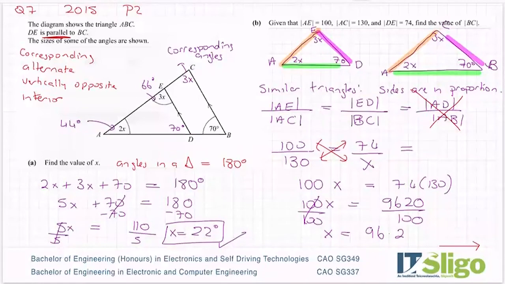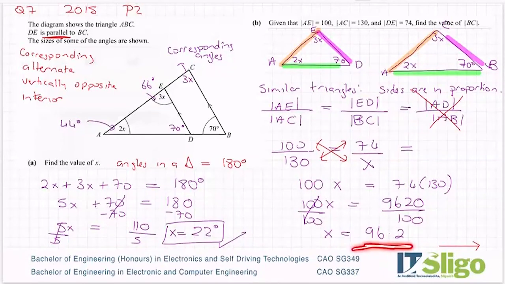So I hope that makes sense. It looks good. The one on the bottom is bigger than the one on the top, so I expect this to be a bigger number. If I look at my ratio, if I multiply 74 by 100 over 130, I do indeed get 96.2.